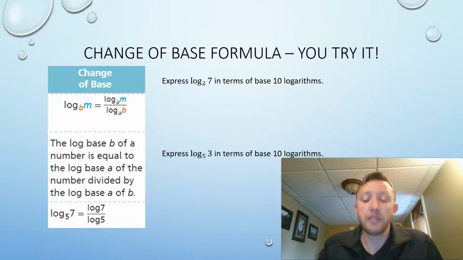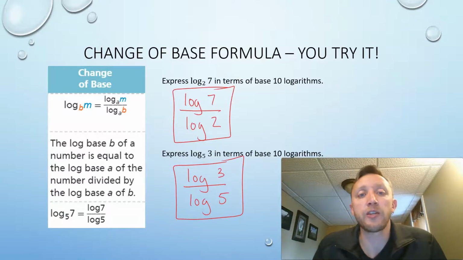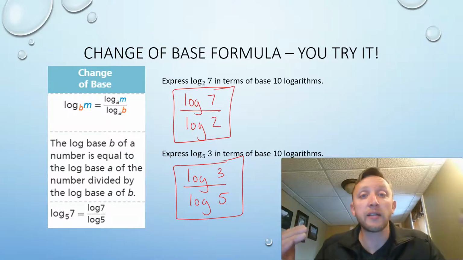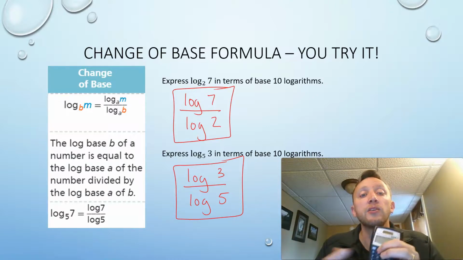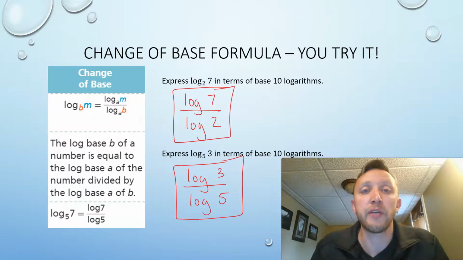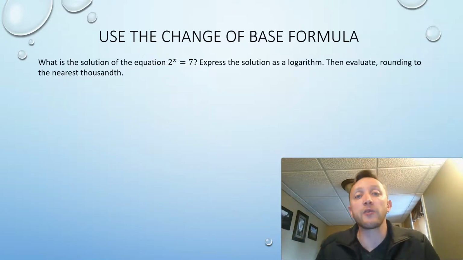All right, let's see how you did. The first one, you should have just taken, literally, log of 7 divided by log of 2. Easy. The second one, you'd have log of 3 divided by log of 5. Now, if you actually wanted to find those values, you could just type that in your calculator using the log button, log 7 divided by log 2. Bam, you'll get your answer. And that's where we're actually going to use this.